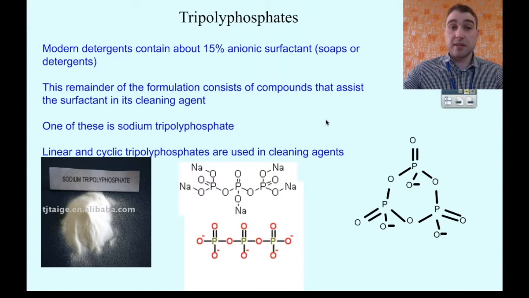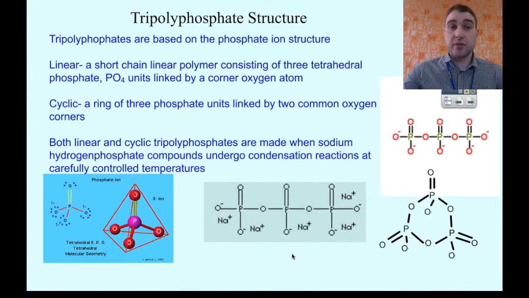One of those compounds is called sodium tripolyphosphate. Here's the structure of the tripolyphosphate ion. You can see there's 3 phosphates, lots of oxygens and negative charges on some of the oxygens, so it's got a negative charge. This is the cyclic version, so it's in a circle. This is the linear version. They're used in cleaning agents, and we'll see why.